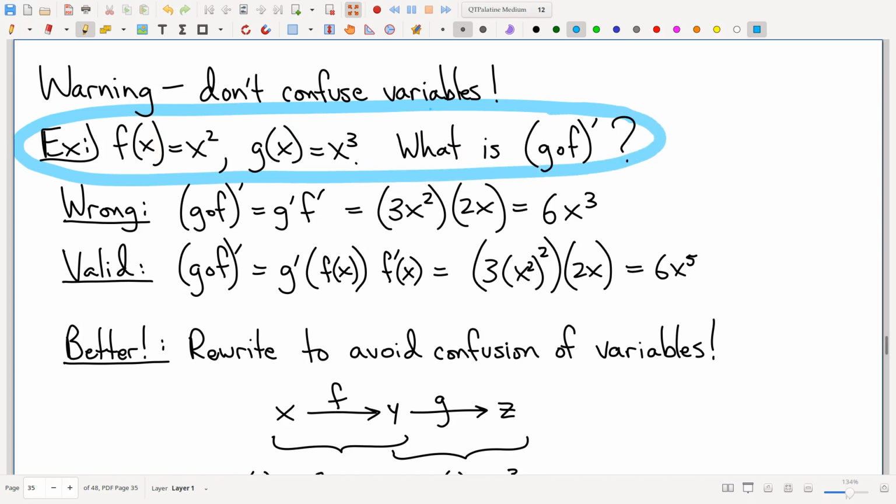This question gives me a couple of functions. F, perfectly well-defined function. G, no problem. Perfectly well-defined function. Not a thing wrong with how I've written F or G. The question comes up of how to compute the derivative of the composition. Perfectly reasonable question. They gave us two functions. I'm allowed to compose them. I'm allowed to talk about the derivative. Nothing wrong with any of this. Okay.